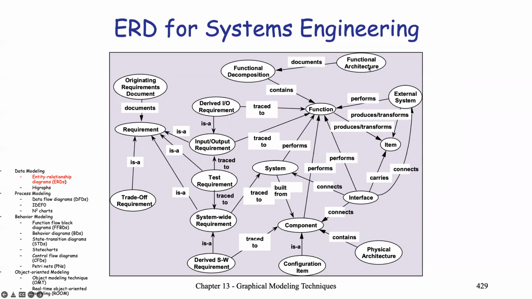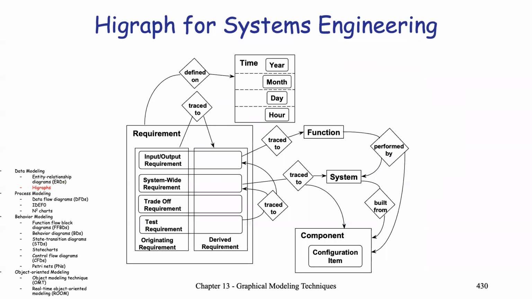You have the functional architecture. That is then documented into a functional decomposition, and it contains a function. And so just a lot of interesting things that you're trying to graph out, the entity relationships that are found. So that's just a discussion for an ERD, or entity relationship diagram.